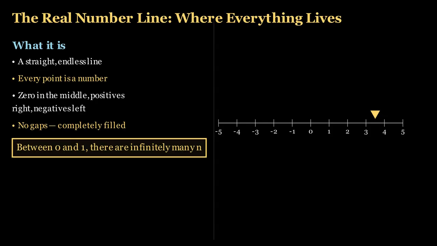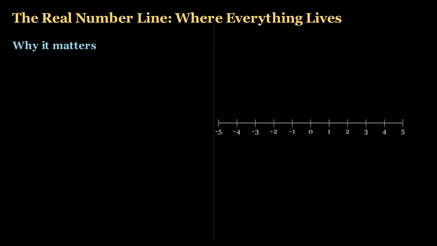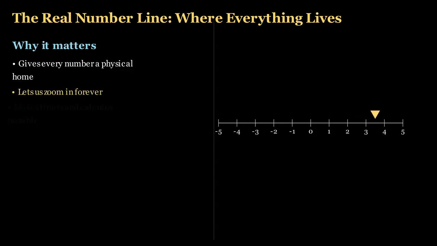Why do we care about this line? Because it turns numbers from abstract symbols into something you can see and touch. Every number gets a physical address, a precise spot. This lets us do something powerful: we can zoom in forever. Imagine looking at the line with a magnifying glass. You see the whole numbers, then the halves, then the tenths, then the hundredths. No matter how much you zoom, the line is still solid.